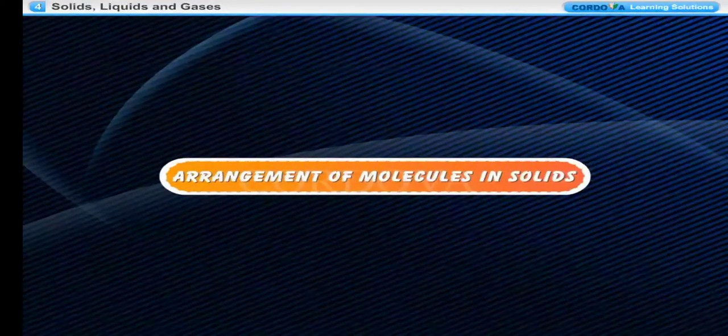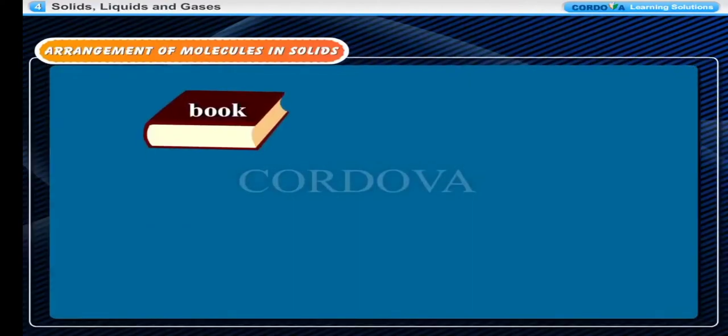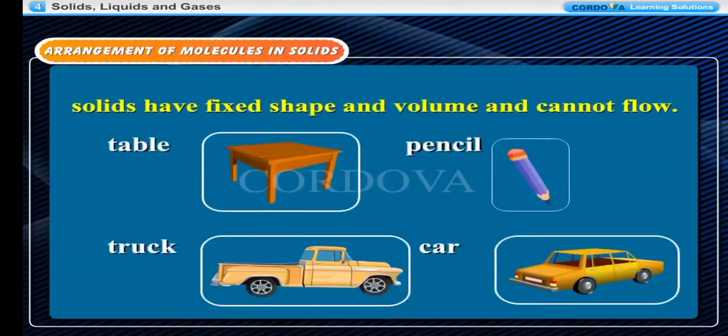Arrangement of molecules in solids. We know that solids have fixed shape and volume, and they cannot flow. Do you know why? In solids, molecules are very tightly packed in rigid form with each other, with a strong force of attraction between them. They cannot move away from each other, so solids have fixed shape and volume and cannot flow.